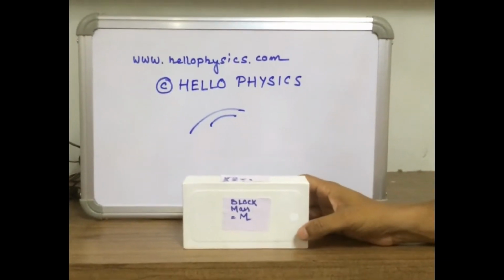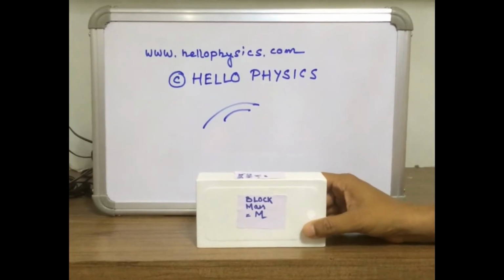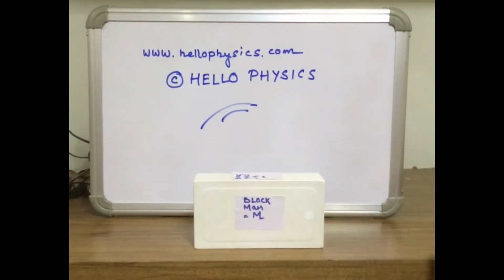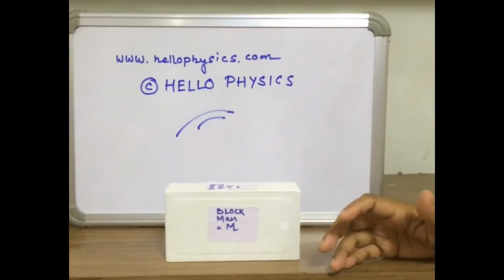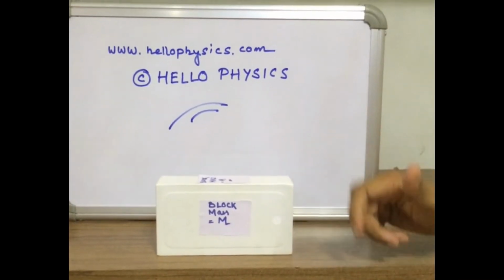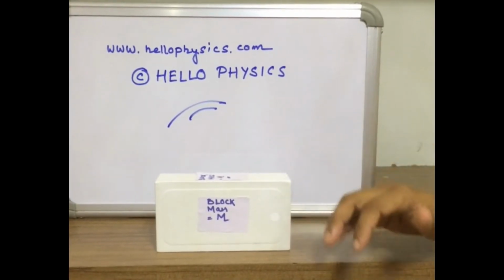Welcome friends. As you can see, I have a rectangular shaped block with me. You can assume that the mass of this block is capital M. What I am going to do is perform a few tricks with this particular block, and then we would proceed and solve problems in relation to these tricks.